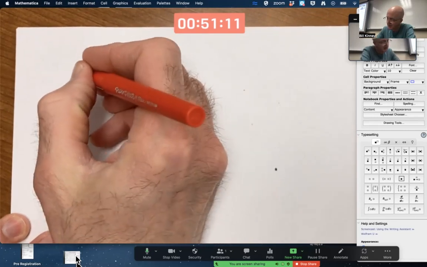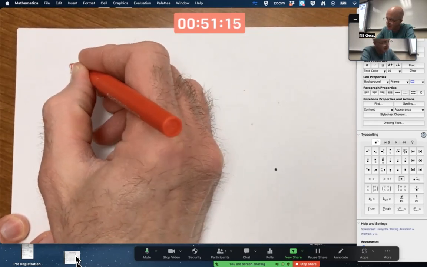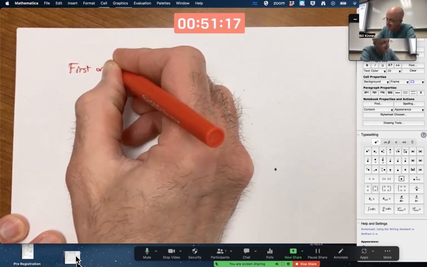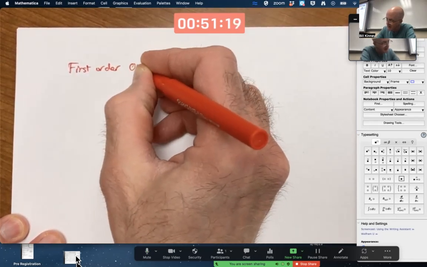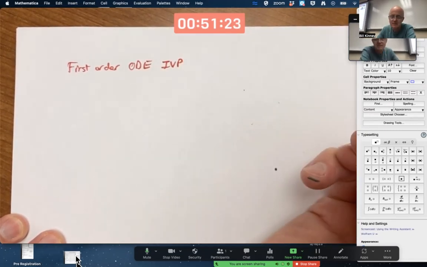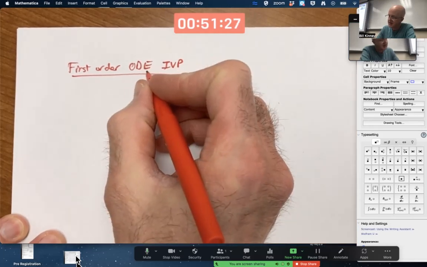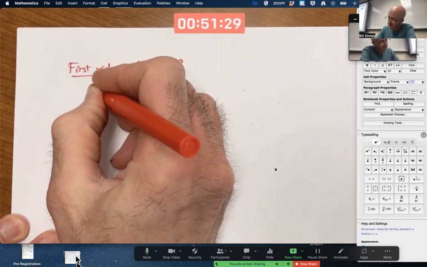So you've got a differential equation, a first order ordinary differential equation, initial value problem. ODE means ordinary differential equation. IVP means initial value problem.